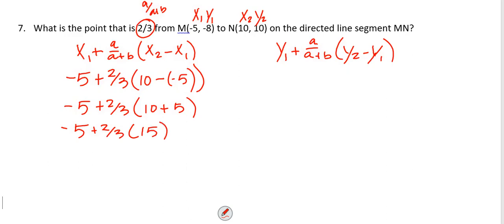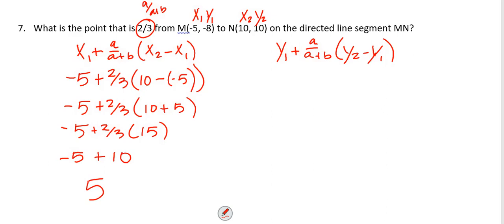So remember PEMDAS, we always do what's in the parentheses first, then we're going to multiply. So we're going to take 2/3 of 15, and you can do that on your calculator. You can multiply 2 times 15, which would be 30, and divide that by 3, which is 10. So this is going to be -5 plus 10, which means this point is going to be 5.